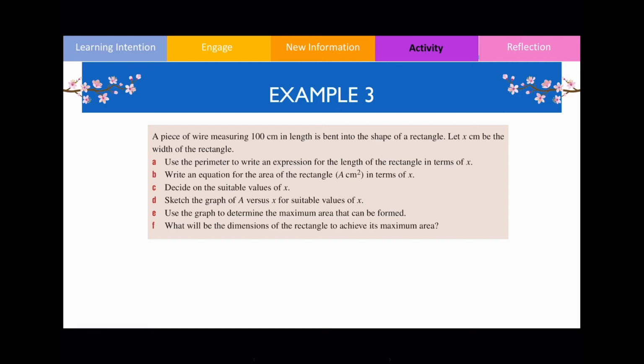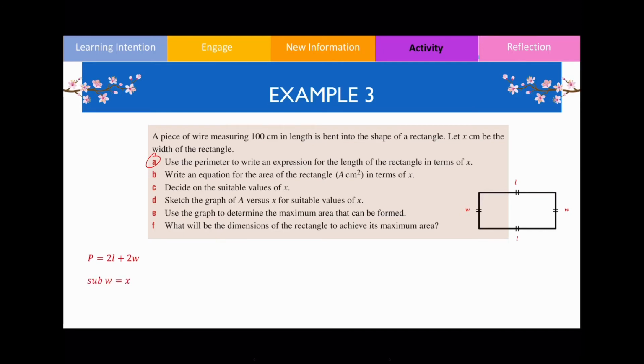It says a piece of wire measuring 100 centimeters in length is bent into the shape of a rectangle. Let x be the width of the rectangle. So generally speaking, this is how you would label the sides of a rectangle. And we know that when you're trying to find the perimeter, because part A wants you to find the perimeter, it's going to be double the length plus double the width. We know that the width in this case is going to be x, so let's substitute that in.